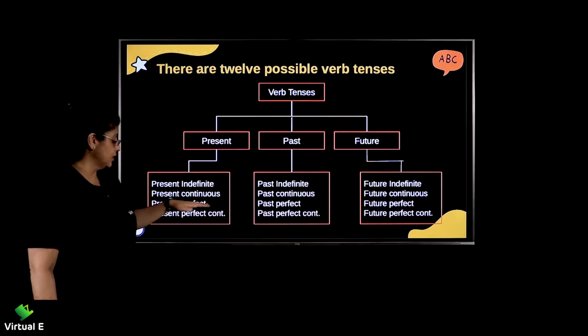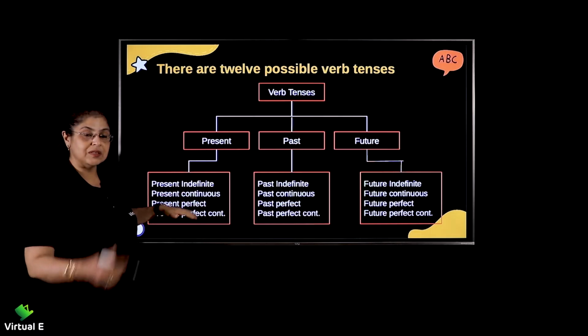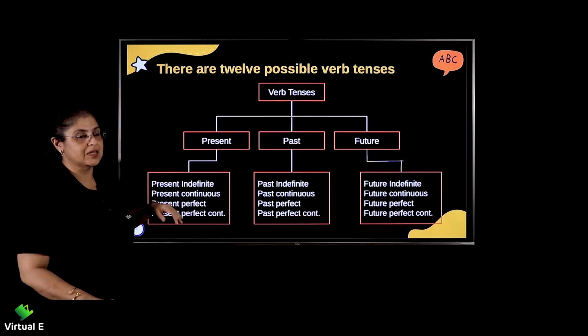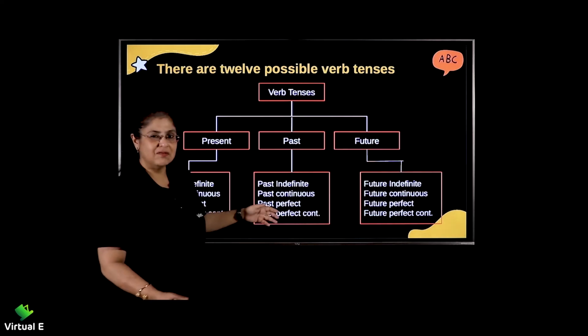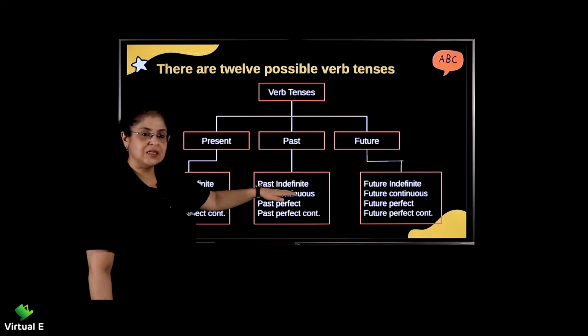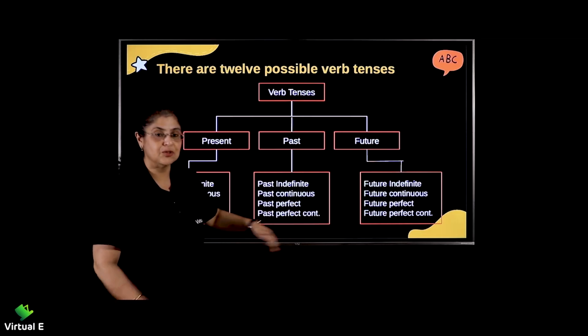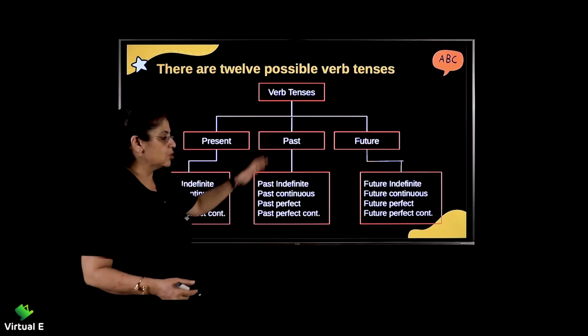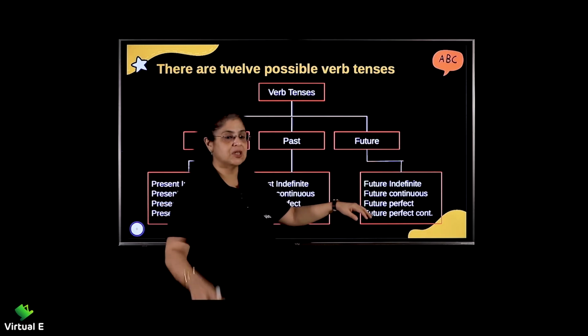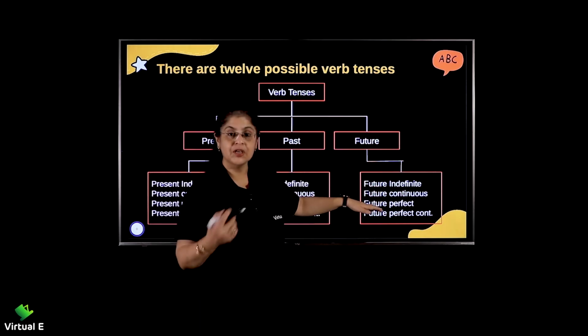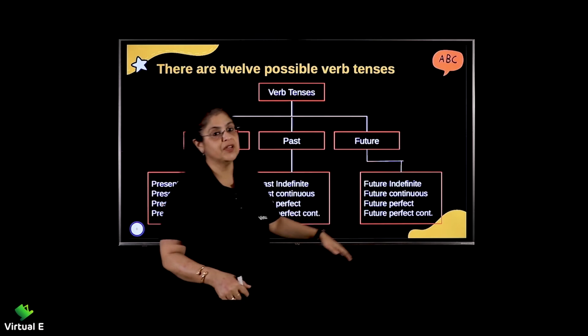Then you have present continuous, present perfect continuous. Now let me tell you one thing, if you remember it in the order, you'll never ever make a mistake. So do that. It's not at all difficult. Past indefinite, past continuous, past perfect continuous. Always keep the same order, so all your three tenses will be absolutely clear. Again, future indefinite, future continuous, future perfect continuous.